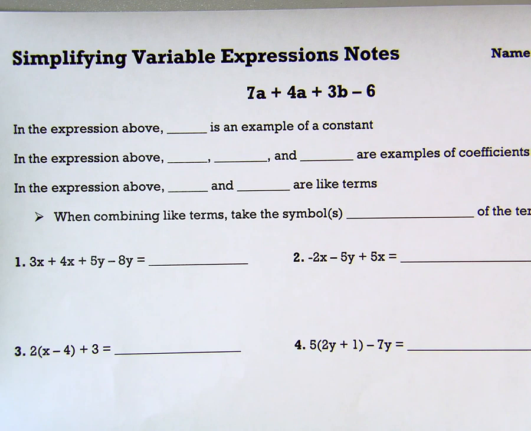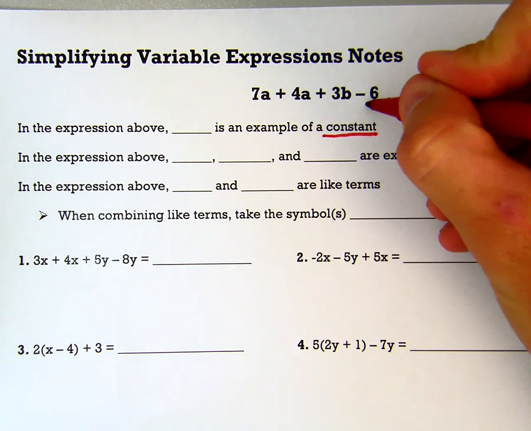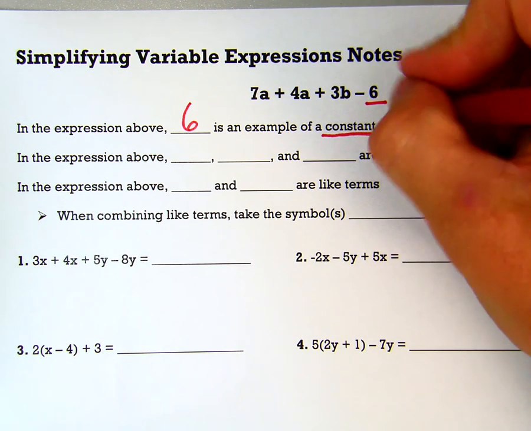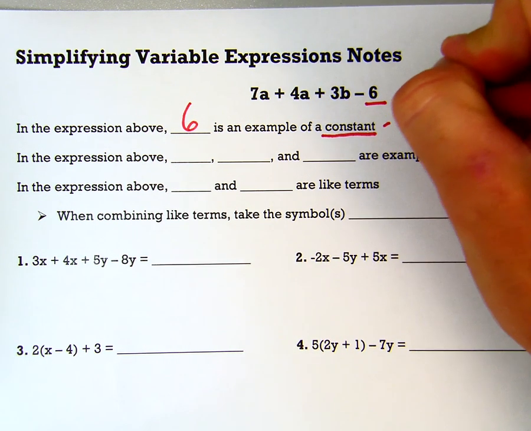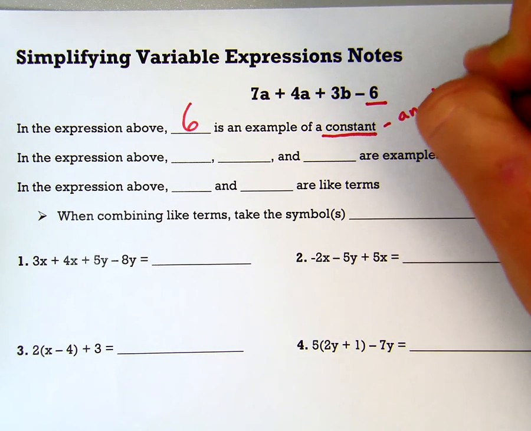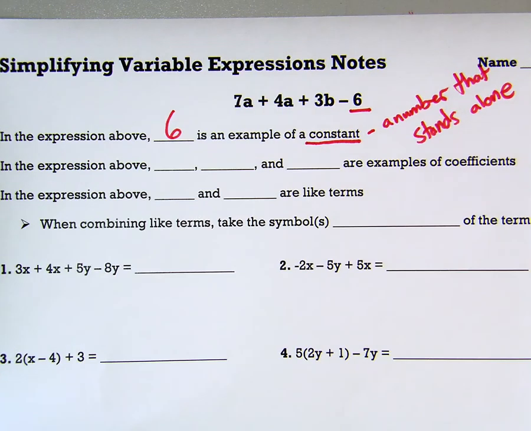Today's lesson is on simplifying variable expressions. So we're going to go ahead and use this expression to fill in some vocabulary: 7a plus 4a plus 3b minus 6. The first thing we're going to talk about is a constant. The example of our constant in here is our 6. Okay? It is a number that stands alone. Okay? So 6 is our constant.